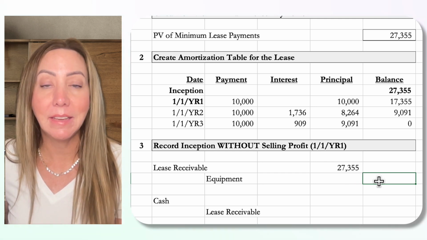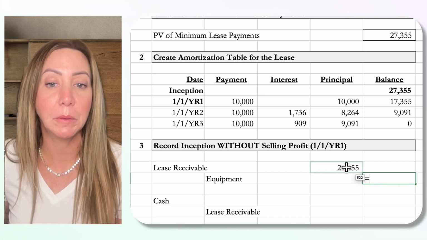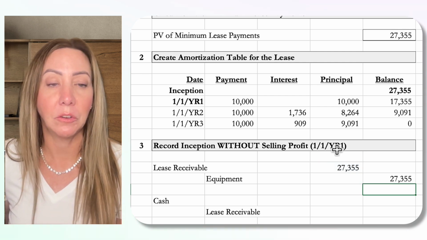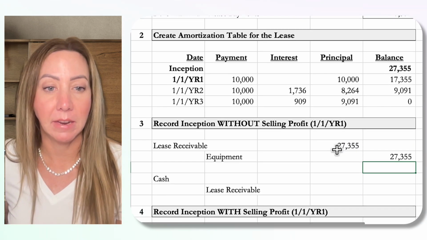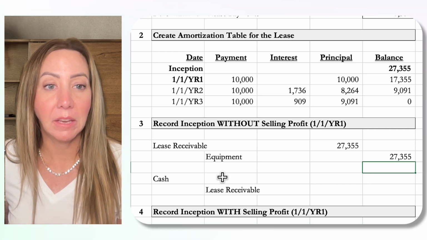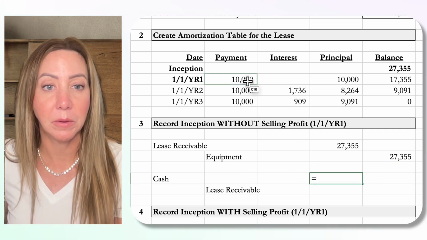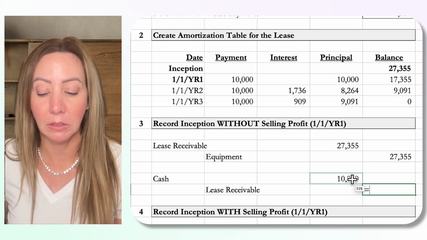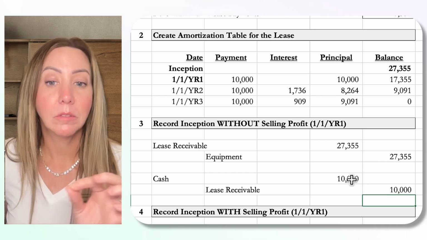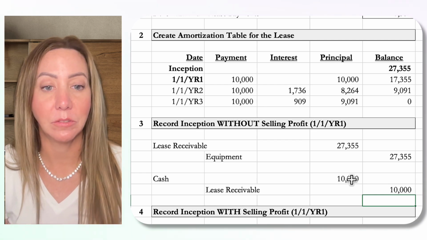And they're going to take the equipment off of their books. Notice we are doing this without selling profit. So we're ignoring the additional information that they gave us here for the cost of the asset, ignoring that in this entry. Then they also at inception get that very first payment of $10,000. They receive it in cash, and that reduces the receivable dollar for dollar by $10,000.